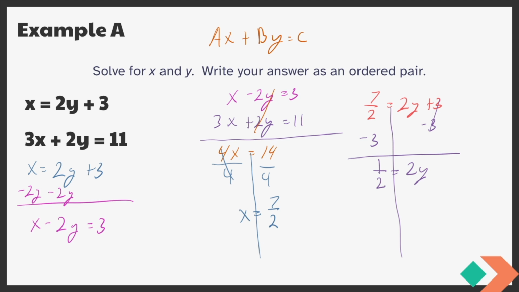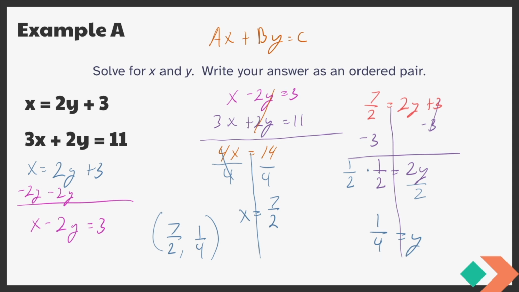So then my final step is to divide both sides by 2. Now obviously I can't divide a fraction, so I'm going to have to multiply by the reciprocal. The reciprocal of 2 over 1 is 1 over 2. So 1 times 1 is 1, 2 times 2 is 4, and I end up with 1/4 is equal to y. So now that I have both of my values, my answer is going to be (7/2, 1/4). That brings us to the end of this example.